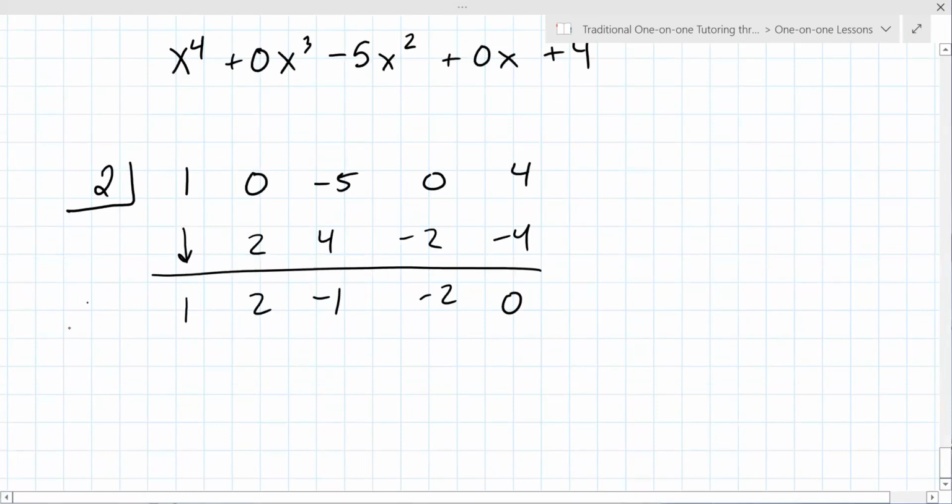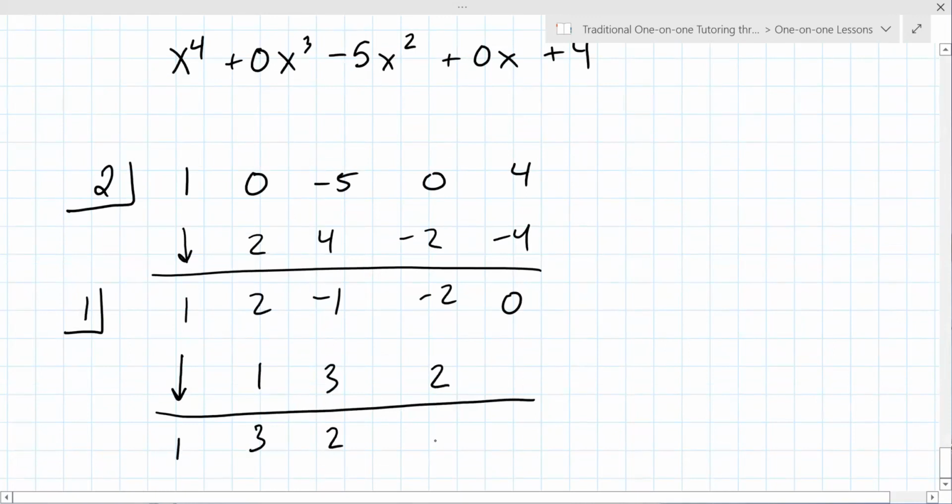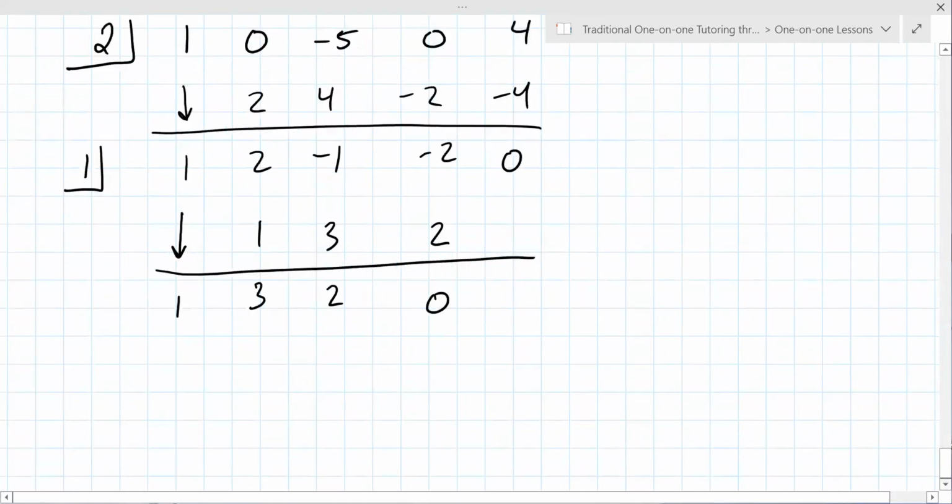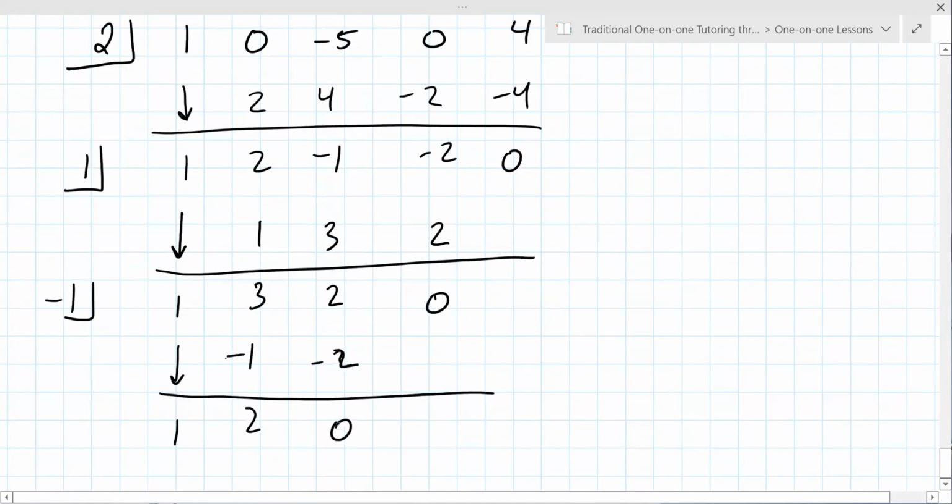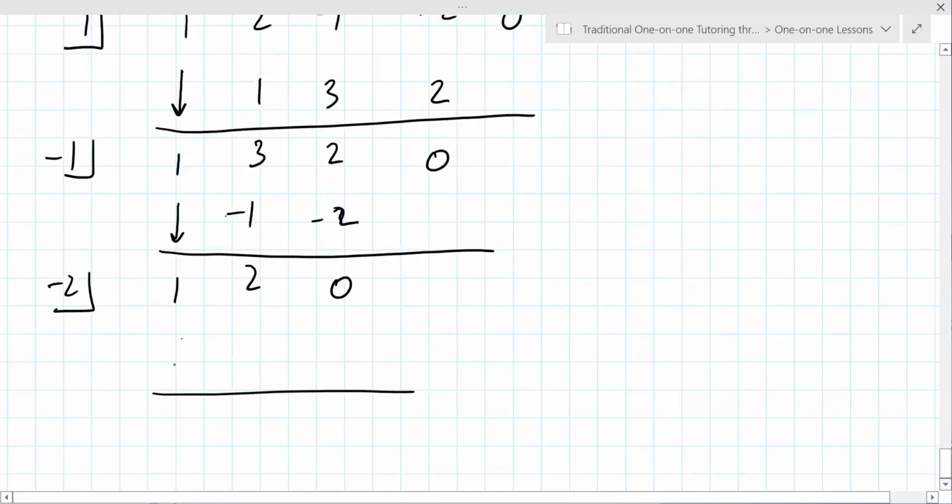You say, all right, let me try 1, because I think 1 works since I looked at my graph. And you do synthetic division again. You should keep getting 0 in that last position. And you can actually keep going. -1 works, so you bring that 1 down. And then you keep going yet again. -2 works.